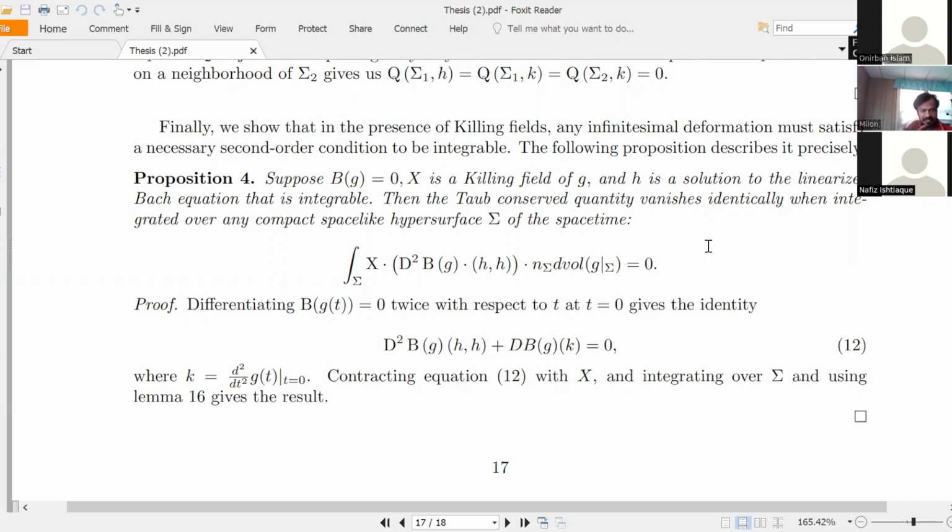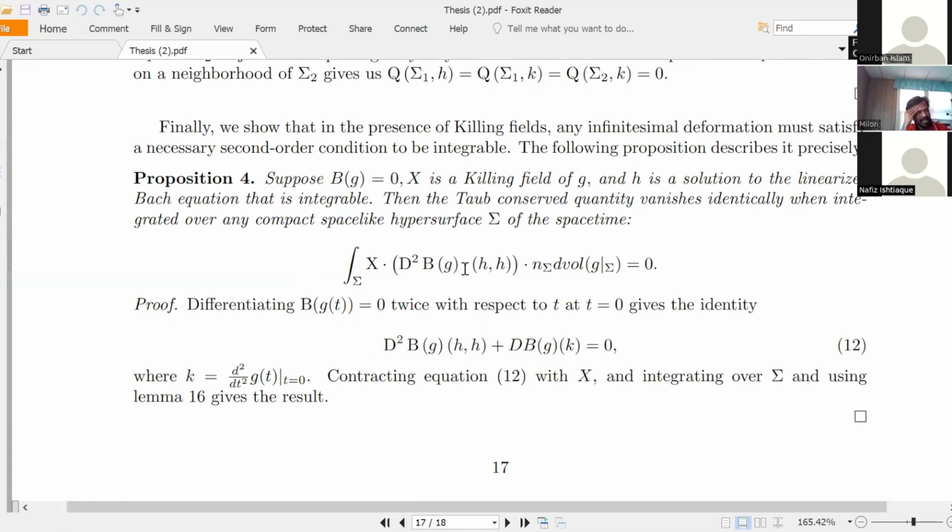And this is our second conjecture. This is basically sufficient: if we know that this conserved quantity vanishes over any spacelike surface, then g has to be integrable. This is our conjecture. We have some sort of intuitive argument why this has to be true, but we don't know the proof, but we have some intuitive way of thinking why it has to be true.